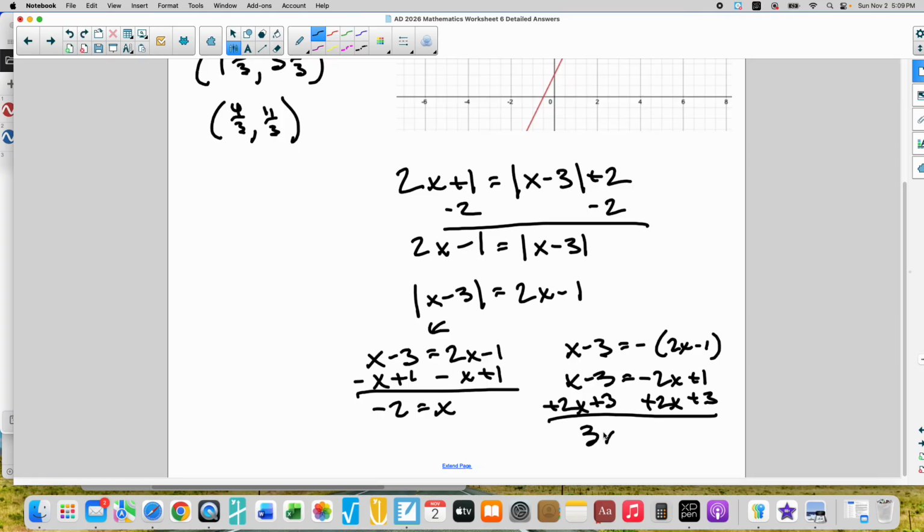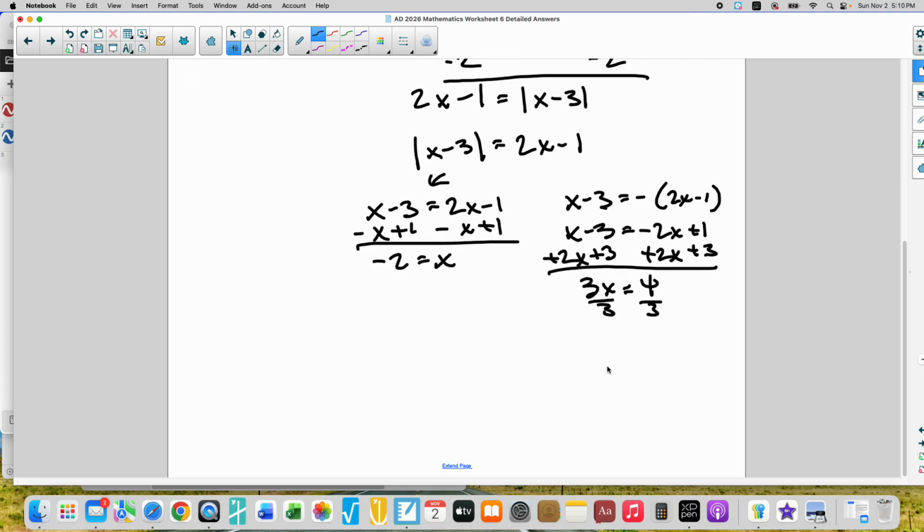You get 3x equals 4, right? Divide by 3. Yeah, 4/3. X equals 4/3. So maybe one of them is an exclusion. Maybe this is an exclusion. Yes, let's check it out.